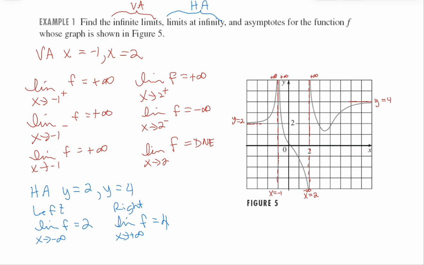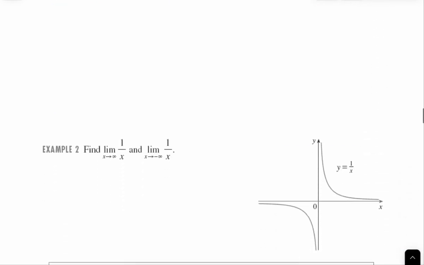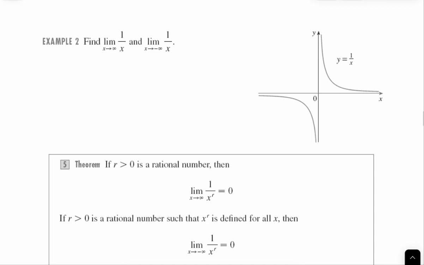Does everybody see how we did example 1? Okay, so remember, infinite limits are vertical asymptotes. Limits at infinity are just the ends, so we can even call that the end behavior. Okay, so there's example 1. Now, some things to note.